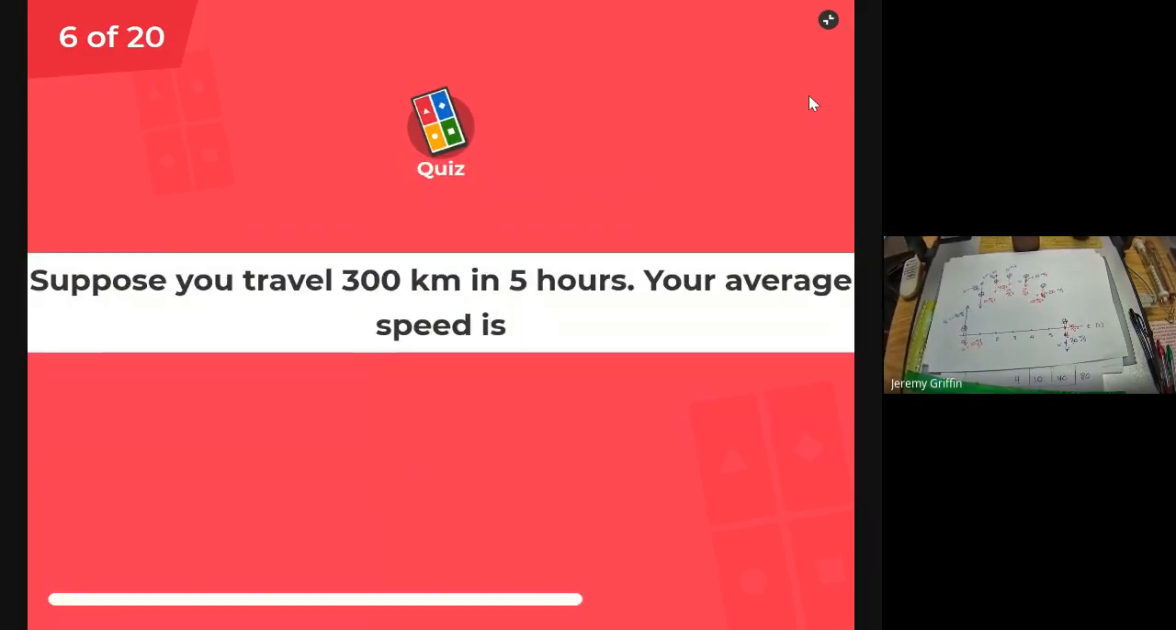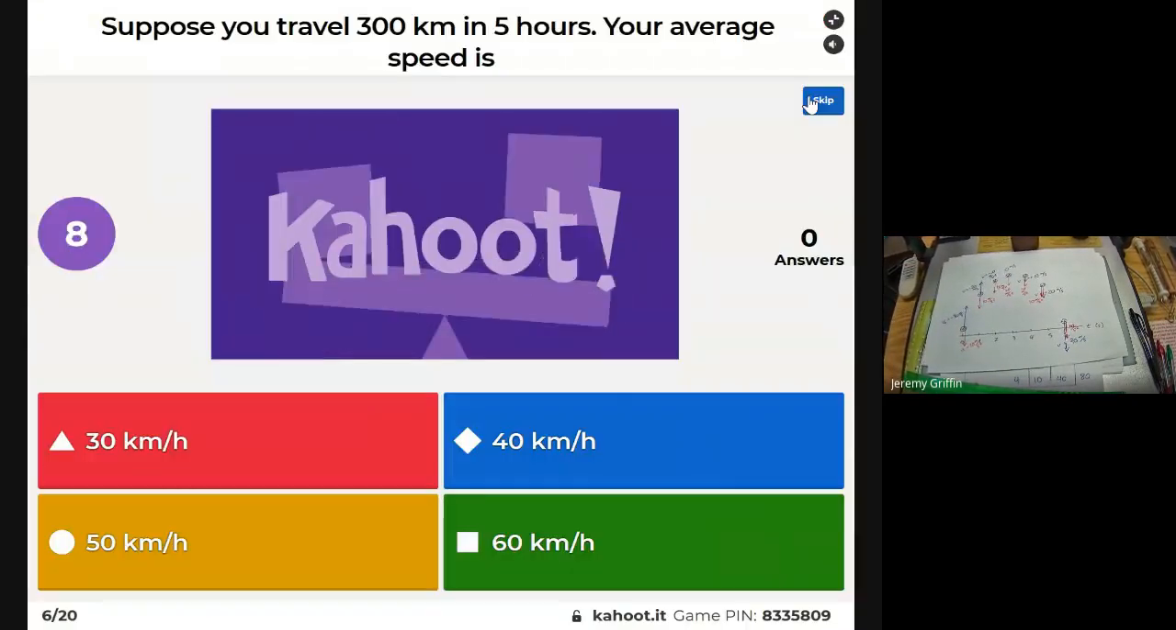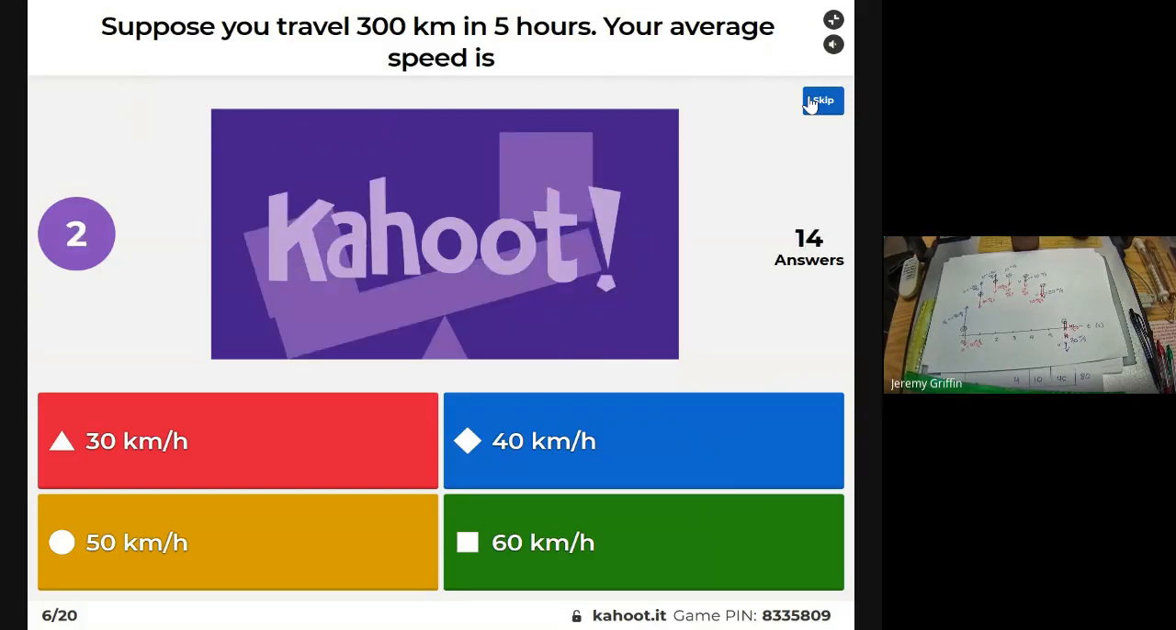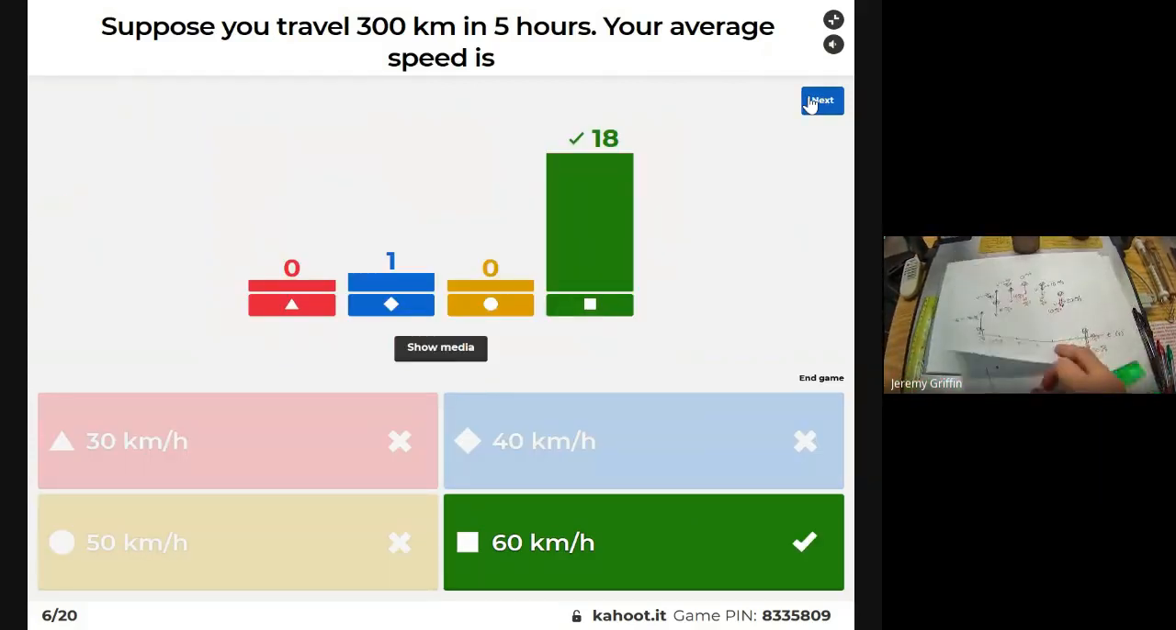Suppose you travel 300 kilometers, takes 5 hours. What is your average speed? 60 kilometers per hour. Almost everybody got that. You just divide those two, right? What I do want to mention about that is that average speed, I almost never talk about. Average speed is total distance divided by total time, right?